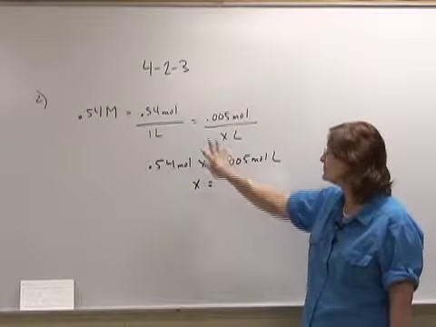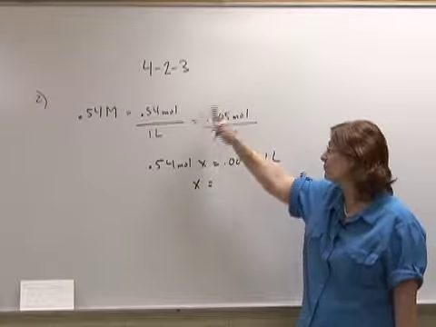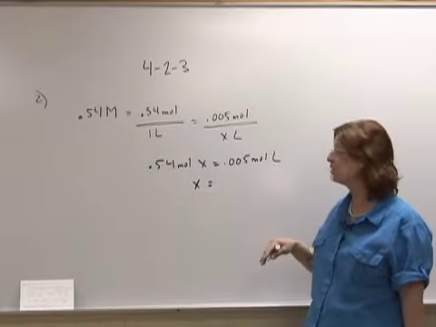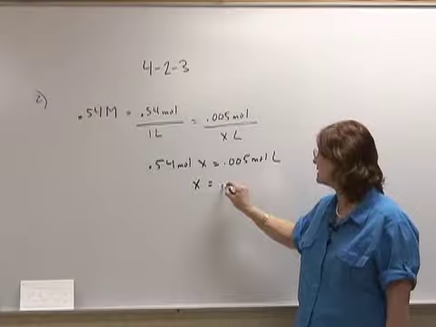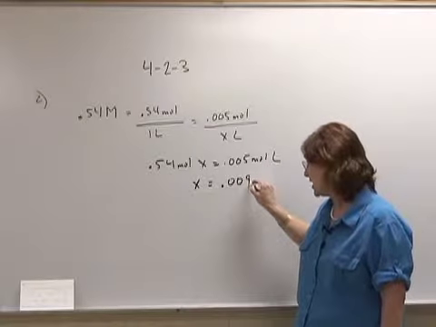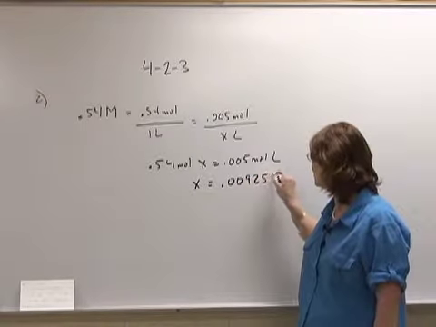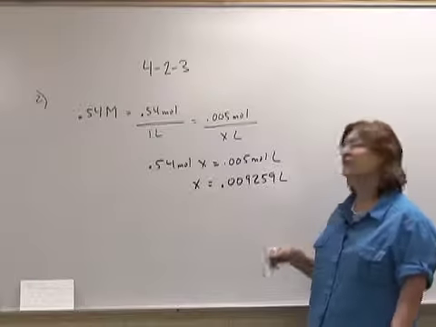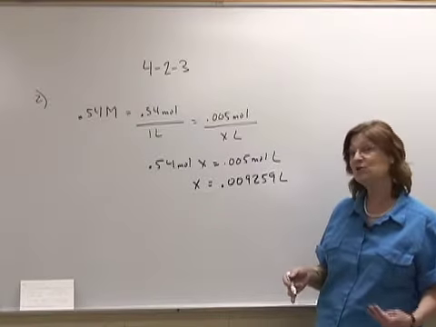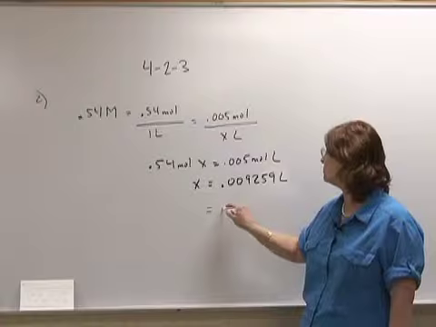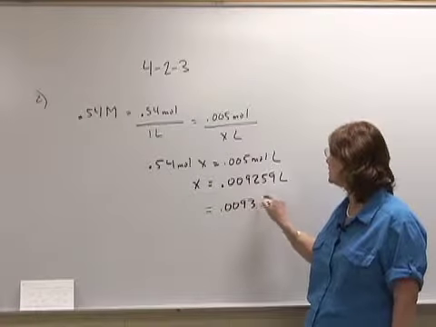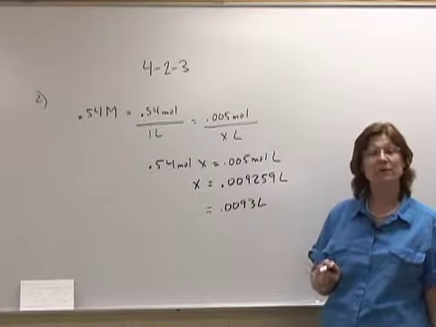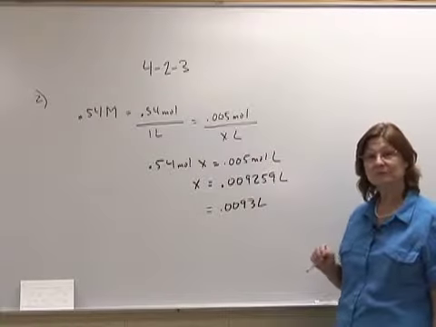And oftentimes students have difficulty with the proper arrangement here and dividing by the proper number. And when I do this, I get 0.00926 liters. I look back to my original problem, and I need two significant digits, and that would be 0.0093 liters is what would be required to get that number of moles.